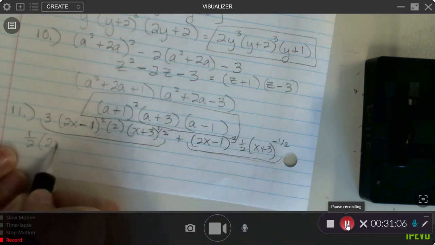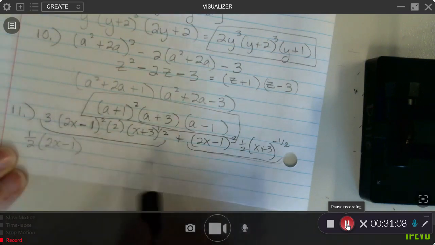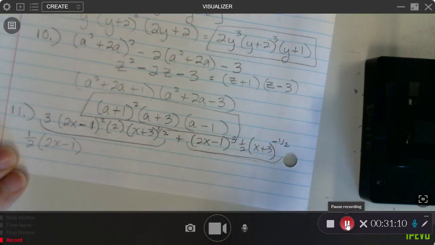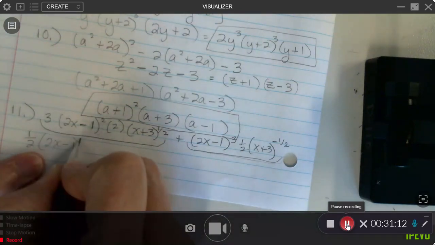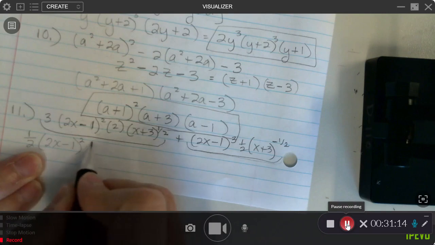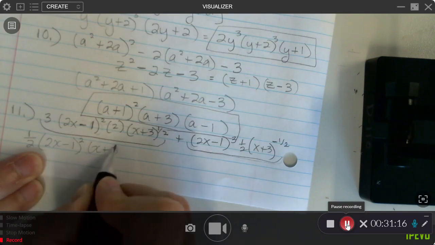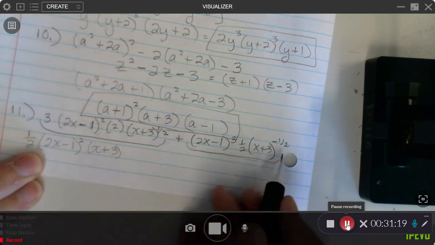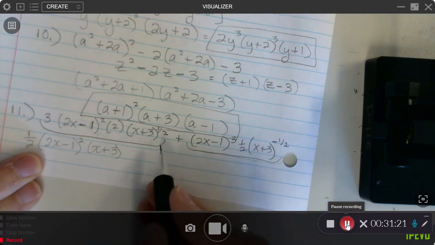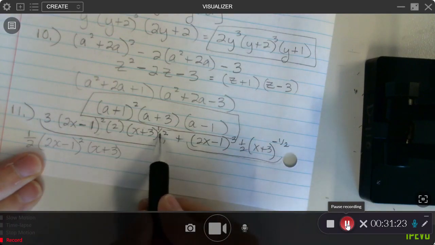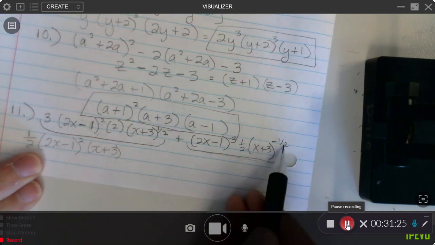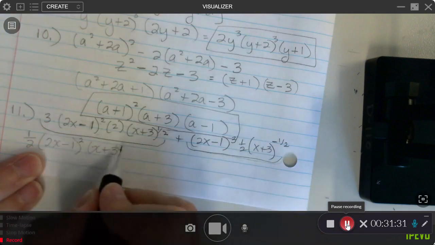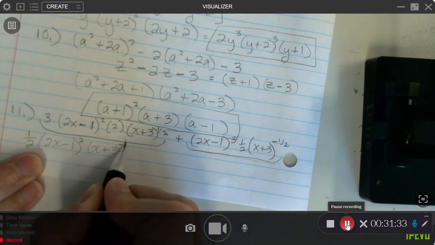How many 2x minus 1s would we factor out? Good. How many x plus 3s could we factor out? This is a 1/2 power. This is a negative 1/2 power. What's the rule? Factor out the lowest, which would be negative 1/2. Exactly.